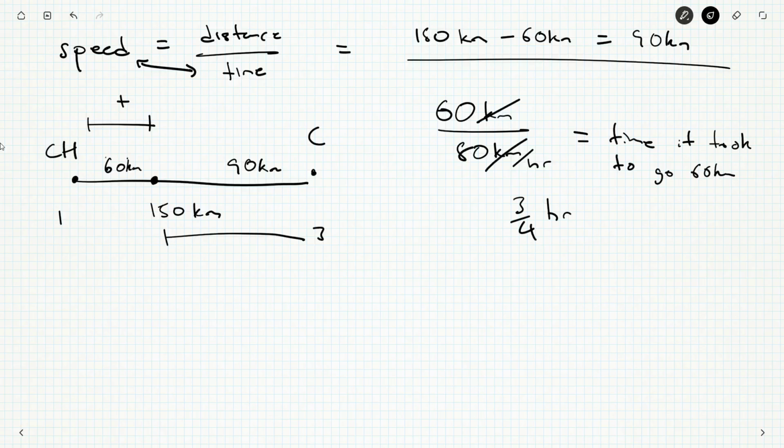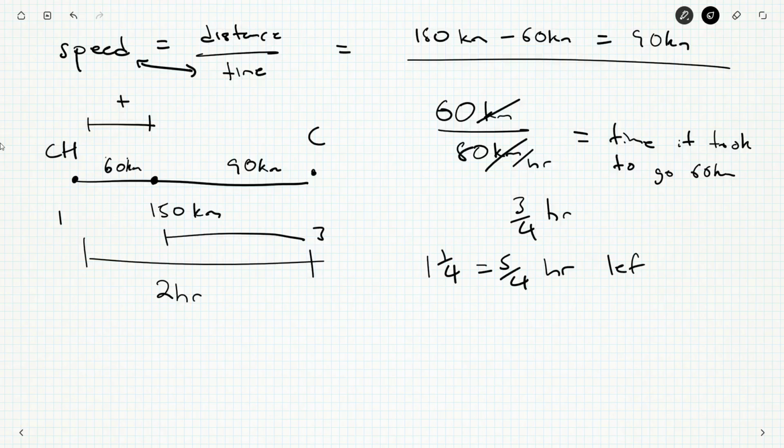How much does he have left? Well, between 1 p.m. and 3 p.m. is a total of 2 hours. So he wants his journey to take 2 hours. He's already taken 3/4 of an hour. So that's 1 1/4, or 5/4 of an hour left until 3 p.m. Well, he wants to go 90 kilometers in 5/4 of an hour, in 75 minutes. So, what's his speed got to be?